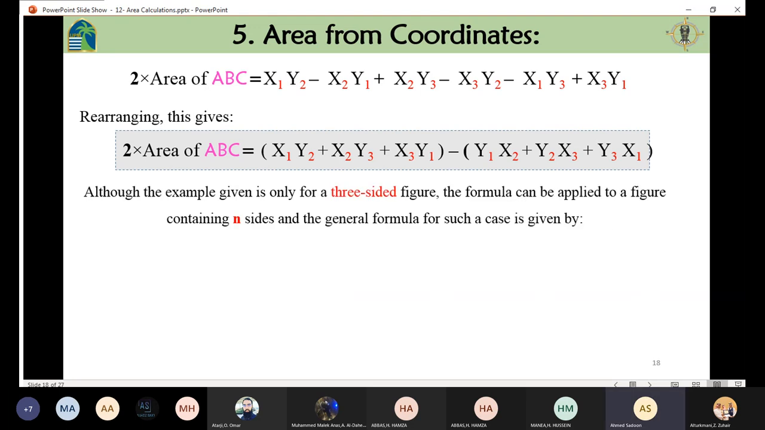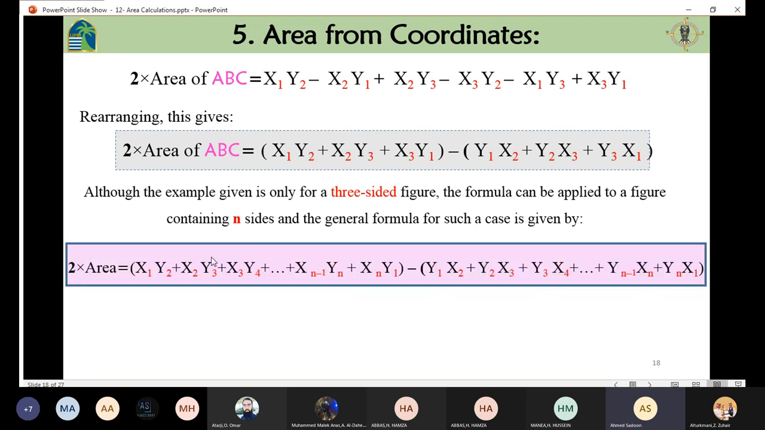So even though this formula has been derived for a triangle with only three sides, right, it could be generalized for n sides. This formula has been derived for a simple triangle, but it could be generalized for any number of sides. So in order to do that, the formula is going to be like the following. Here we have 2 times the area.